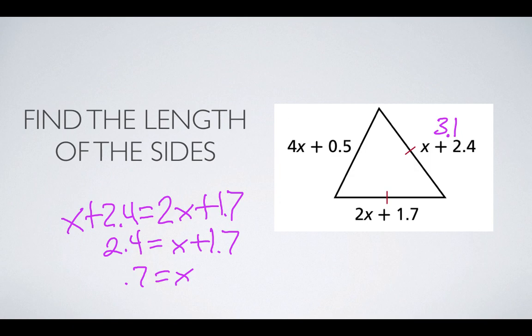2 times 0.7 is 1.4, 1.4 plus 1.7. What you will find is you actually end up getting the same value of 3.1. So those two equations are equal. So now let's find out what the third side is. It's possible that this could be equilateral, but because they didn't put the hash marks, we don't know that just yet. So what we would do is we'd plug this in. 4 times 0.7 ends up being 2.4. 2.4 plus 0.5 gets us 2.9. So our three sides are 2.9, 3.1, and 3.1, meaning this triangle is simply isosceles.